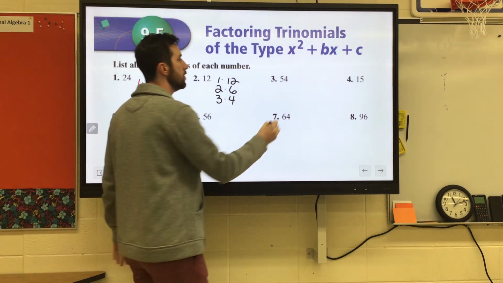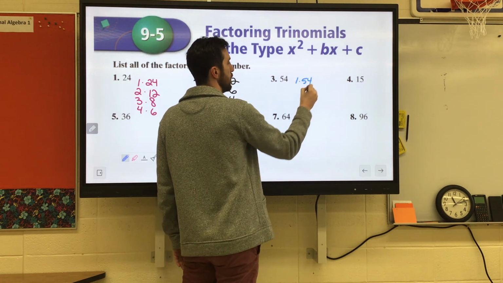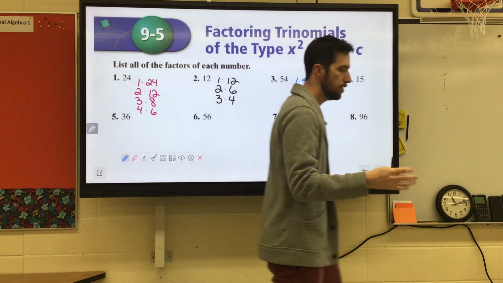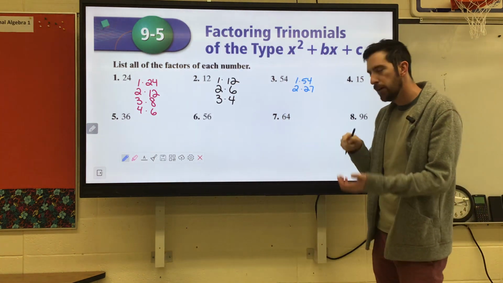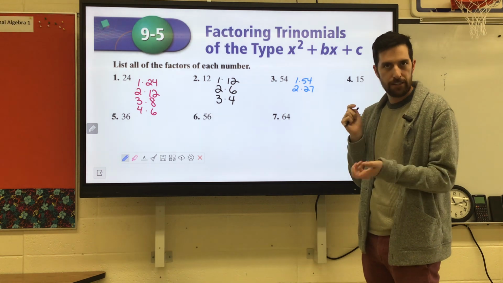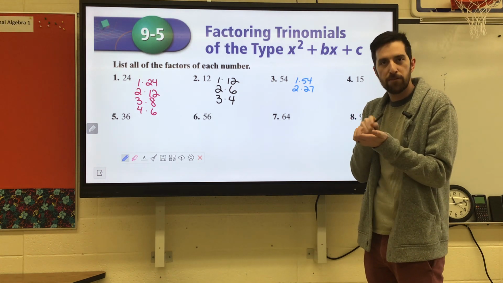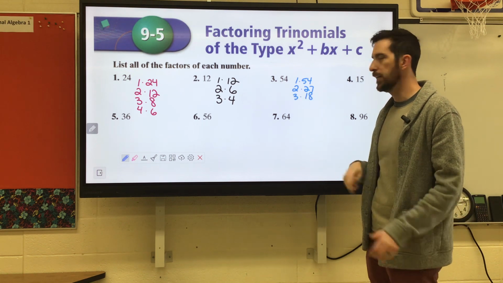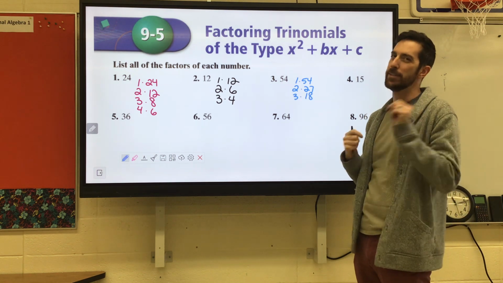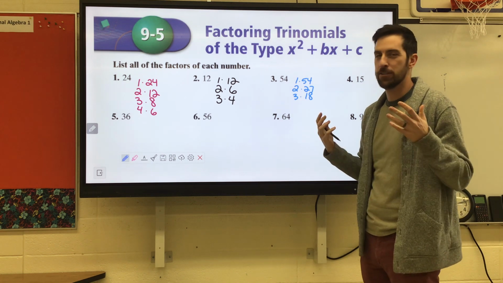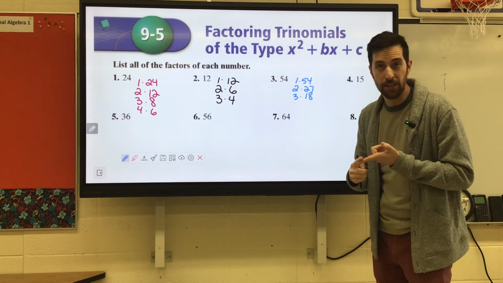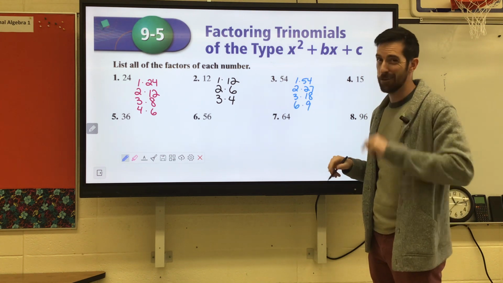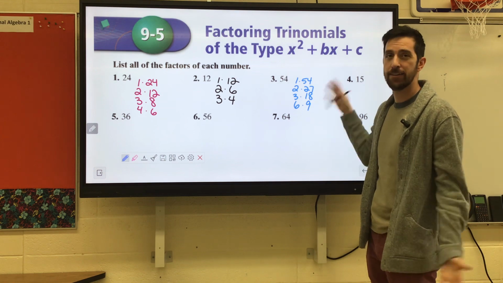54. I know 1 goes in there. 1 times 54. I know it's even, so I know 2 will go in there. It's 2 times 27. The way you could check these in your calculator is you could just do 54 divided by 2. And then if you're checking 3, 54 divided by 3 comes out to 18. So 3 times 18. And 54 divided by 4? Ooh, decimal. That's okay. It doesn't have a factor then. 5? No. 6? Yeah. 6 times 9. 7? No. 8? No. And then we're back at 9. We're on the other side.